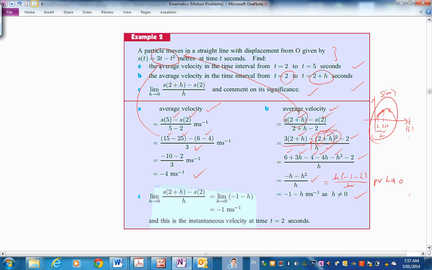Okay, what about if we take the limit as h tends to naught? We're approaching tangency, aren't we? This is going to give us the slope of the tangent, which is the limiting value of the slope of the chord. So subbing in h is naught in there, we get neg 1 meters per second. So the slope of the tangent at t equals 2 would be neg 1 meters per second. And that would be our instantaneous velocity.